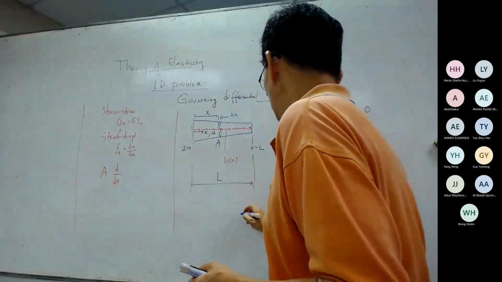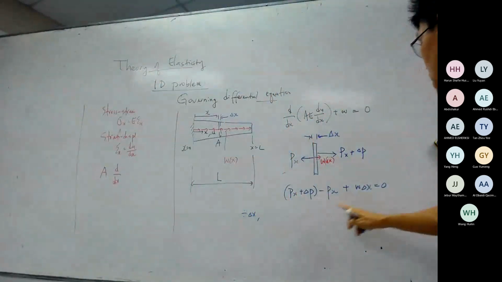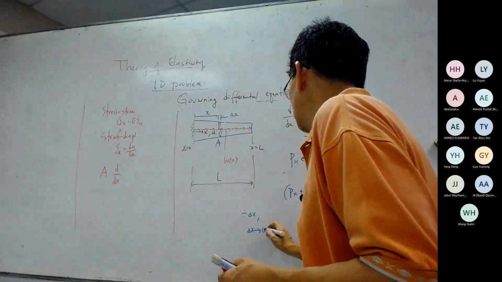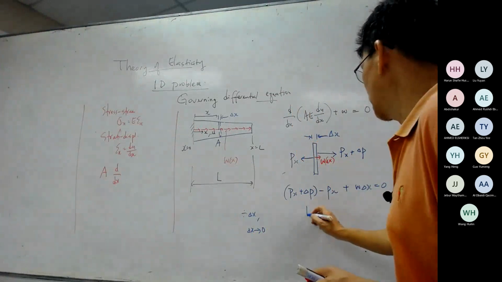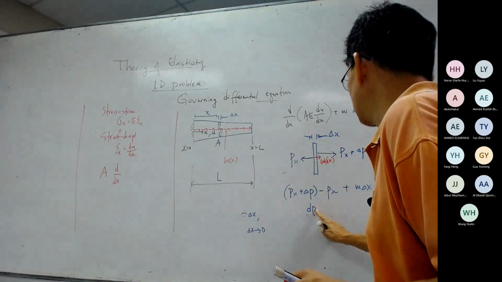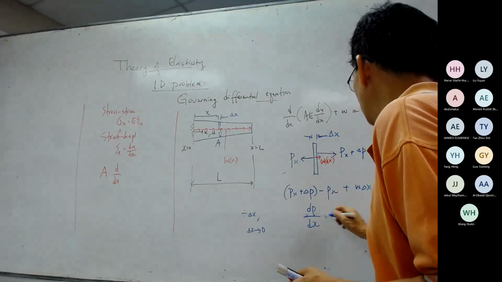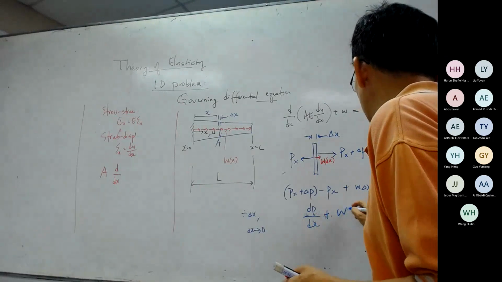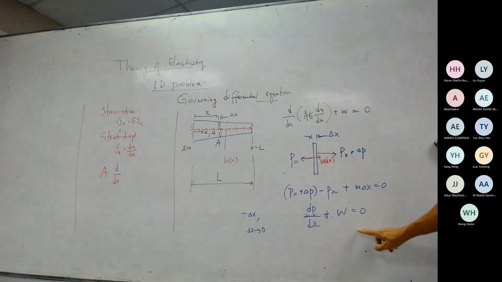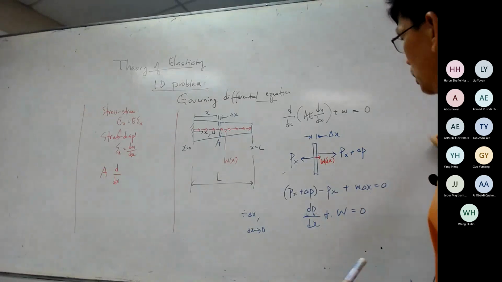So if we divide with delta x, then simplify this, and then take the limit delta x equal to 0. So what we get is dP over dx plus W equal to 0. Okay. So this should be the starting equation that we get. This is purely consideration of equilibrium.